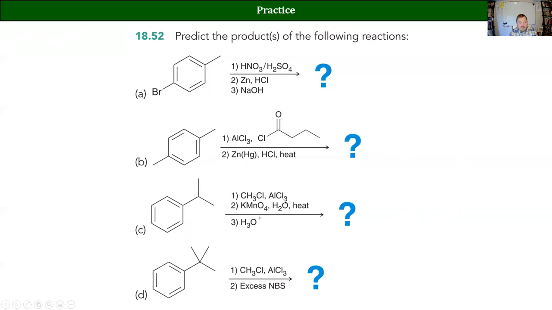All right, again, for C, we know what step one is going to do. Step one is going to add a methyl group, and we have an ortho-para director here, so we'll get two products. We'll get a product that adds a methyl to the ortho position, and we'll get a product that adds a methyl to the para position. So we'll get para isopropyl toluene, and we'll get ortho isopropyl toluene.